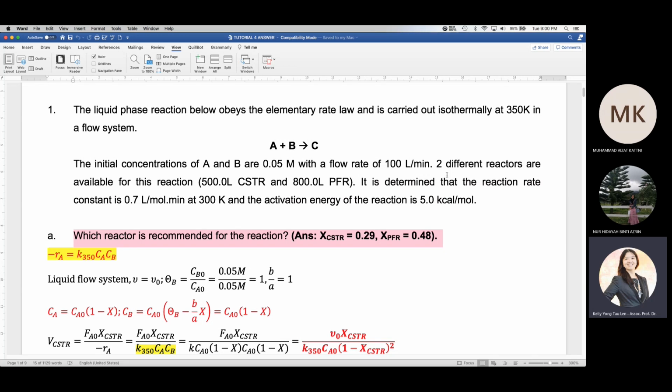So existing reactor kamu ni, kamu ada dua pilihan. Kamu nak guna reactor yang CSTR dengan volume 500 liter ataupun kita nak guna PFR dengan volume 800 liter. Okay, so when this is apakah recommendation? What would you recommend or which reactor that you will recommend?